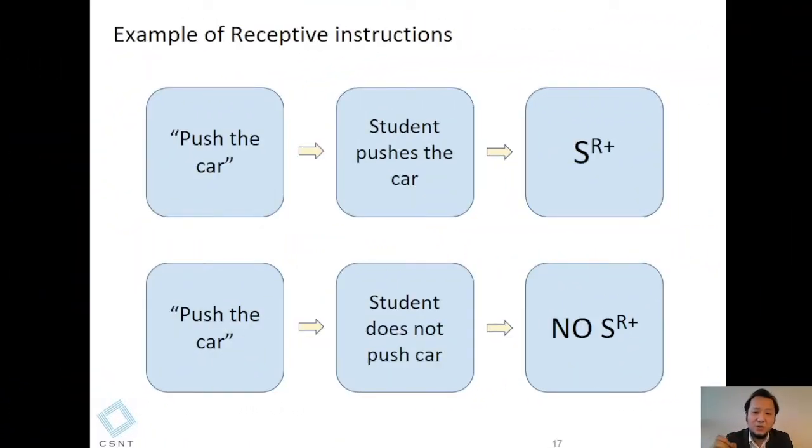An example of receptive instruction will look like this. I will place a car on the table, at which point I will verbalize and say push the car. At which point the student pushes the car, and once again, correct response, reinforcement. If I were to say push the car and the student doesn't do anything, there's no reinforcement. And here's an example of receptive instructions.